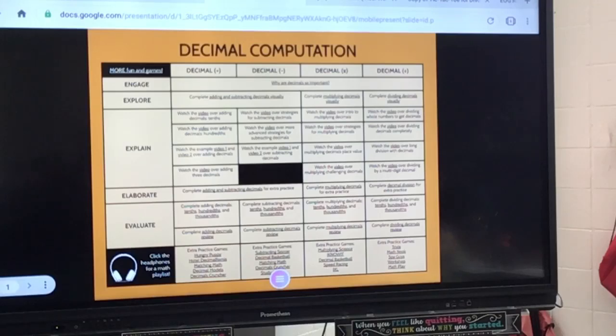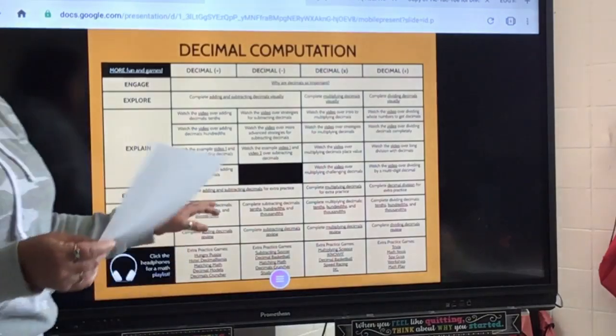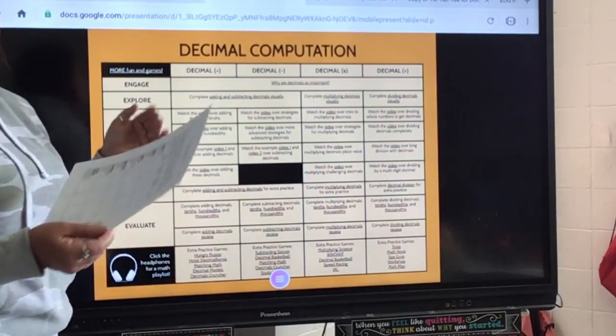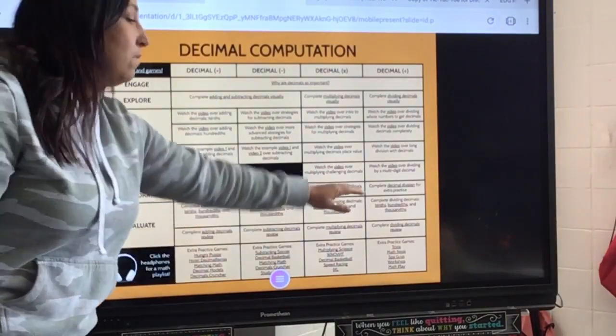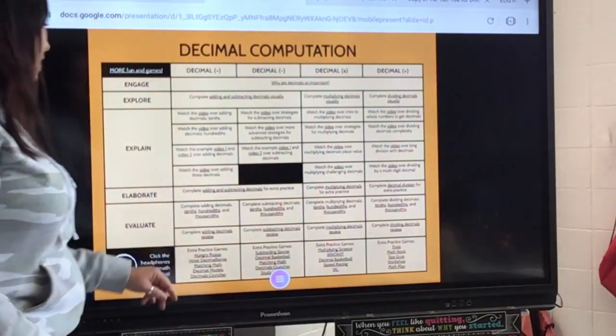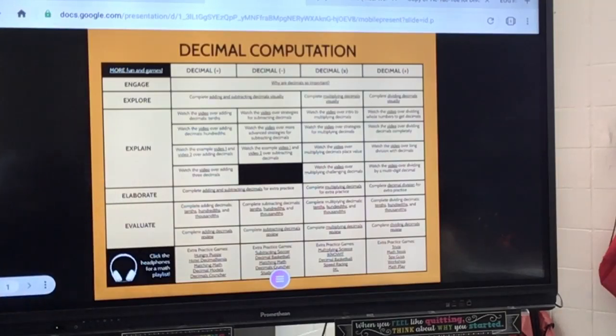That's it. For the Elaborate, again, it says pick 2 of the 3. For Evaluate, you have to pick 1 from each column. And then the extra credit, if you read it, it says if you finish in time. The back part says for each one that you complete, you get 5 extra credit points for the extra practice stuff on the bottom. Okay?